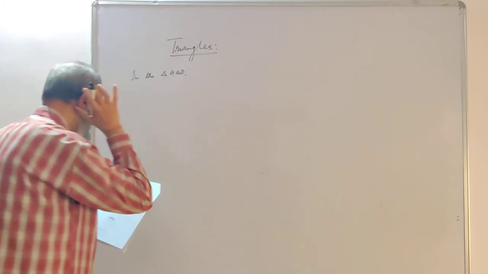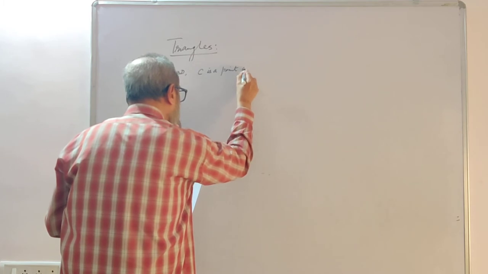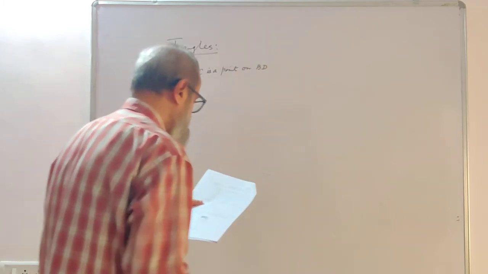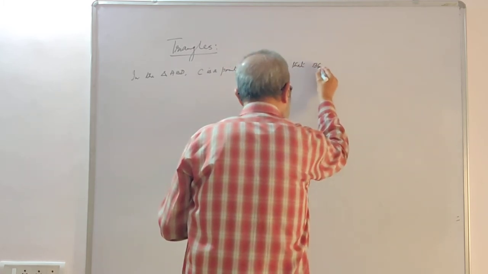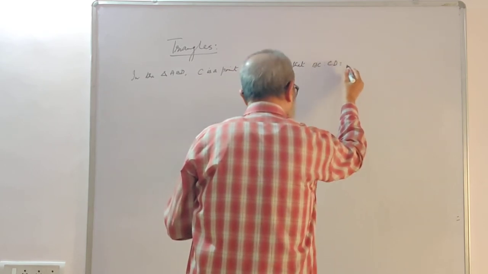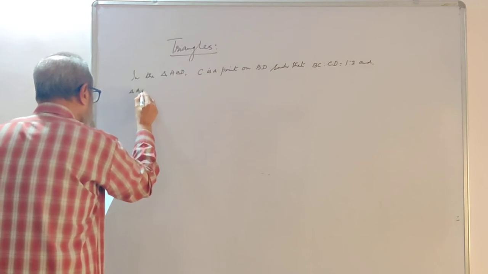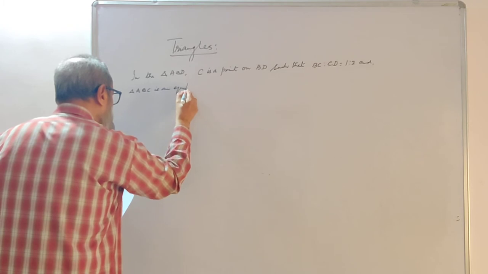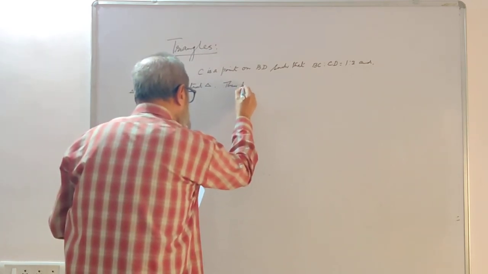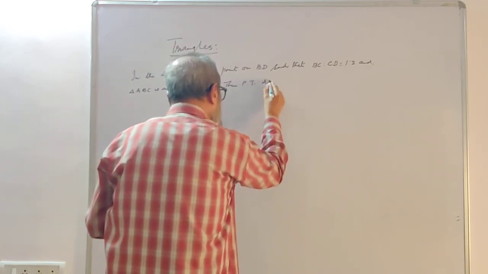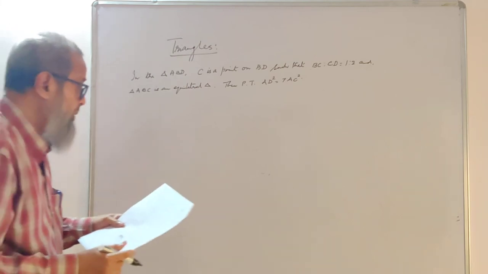In the triangle ABD, C is a point on BD such that BC is to CD is equal to 1:2, and triangle ABC is an equilateral triangle. Then prove that AD square is equal to 7AC square. Now he has given a figure.